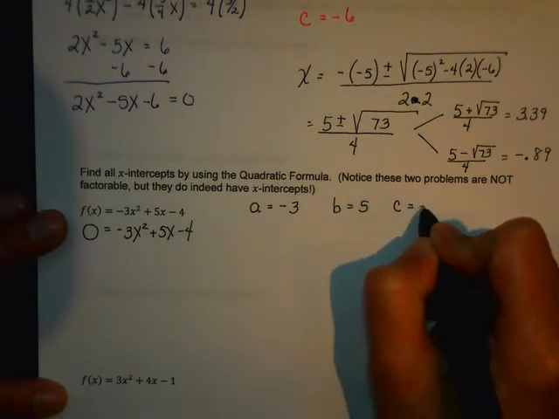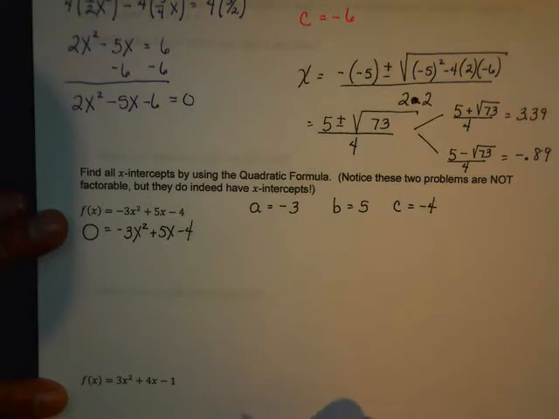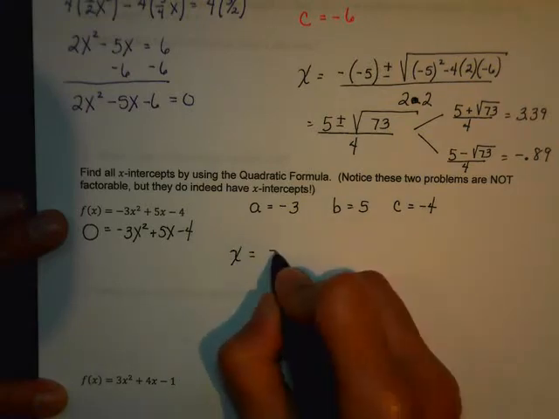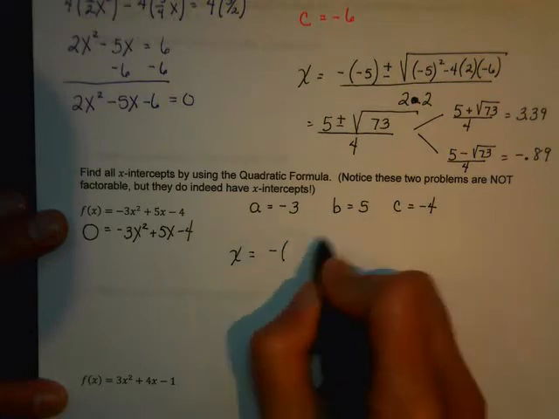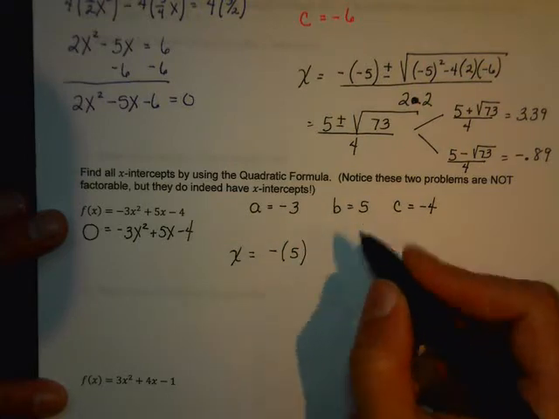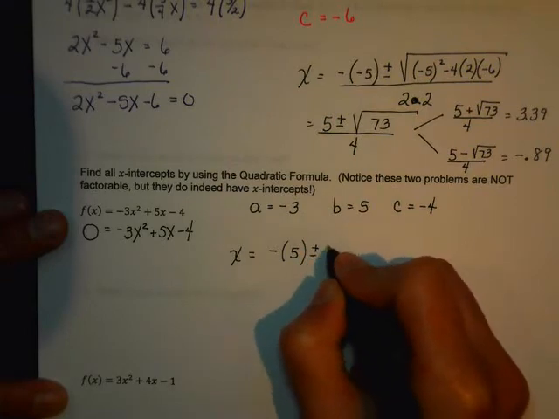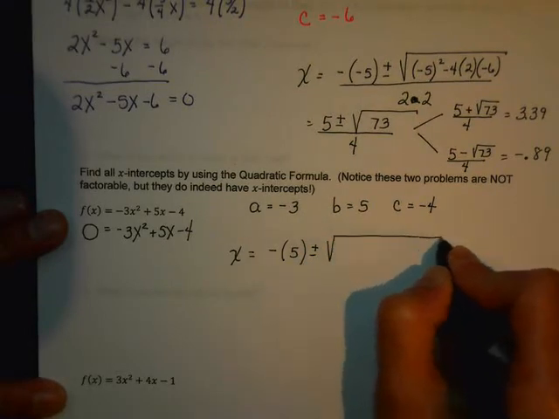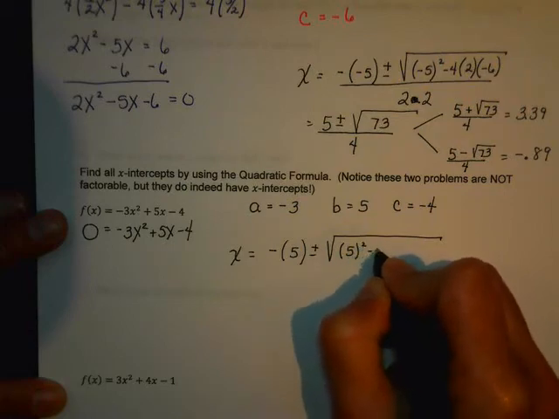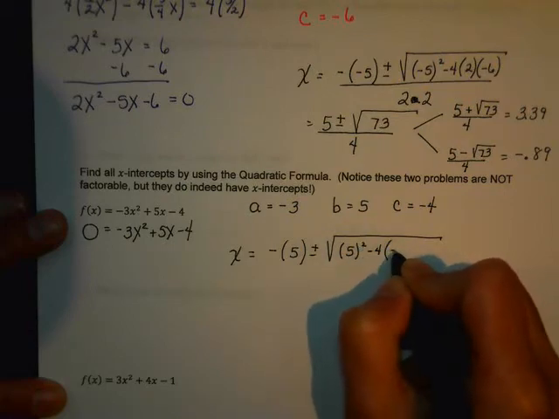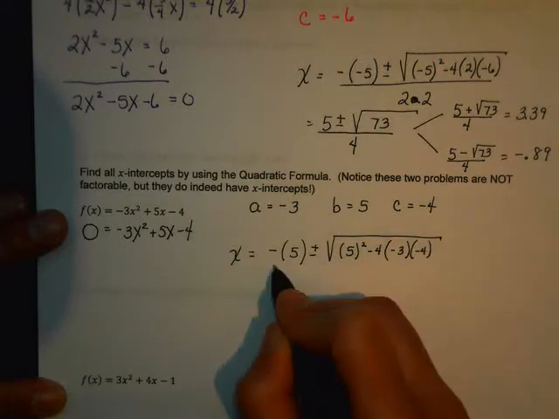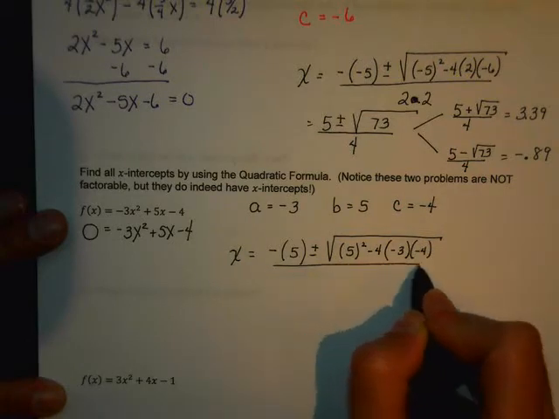All right. So x is going to equal -b. Finally, we got a b value. It's not negative. Plus or minus the square root of b squared minus 4 times a times c all over 2 times a.